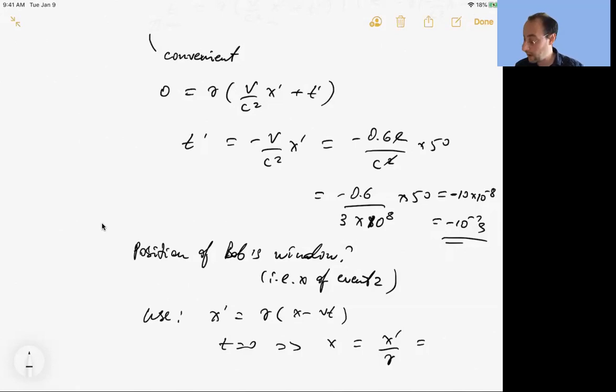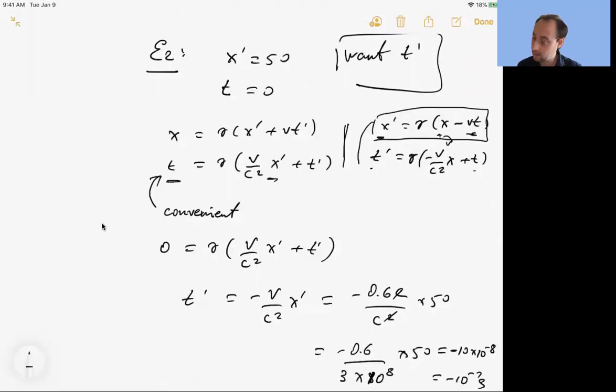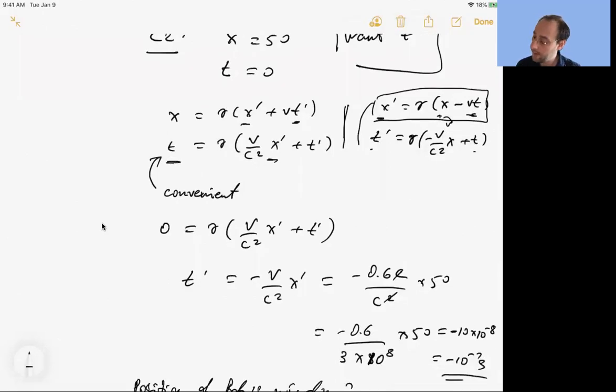You can also find x by other methods. I'm sorry, x. So we know x prime, that's 50, and we just found t prime, and gamma is 1.25. So try to use that. And again, you will also get 40 meters. So good.